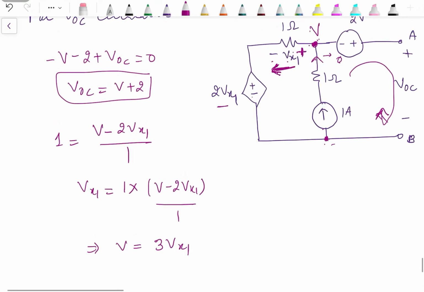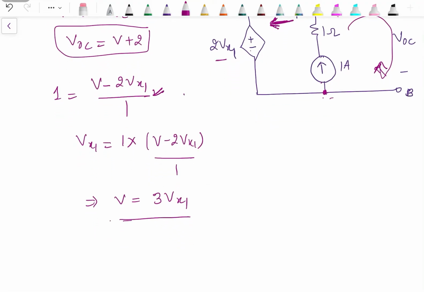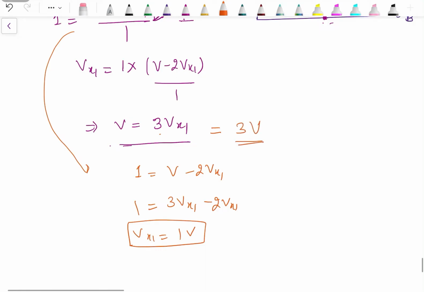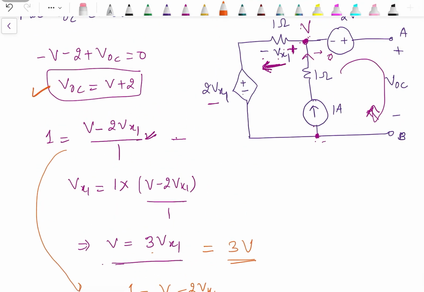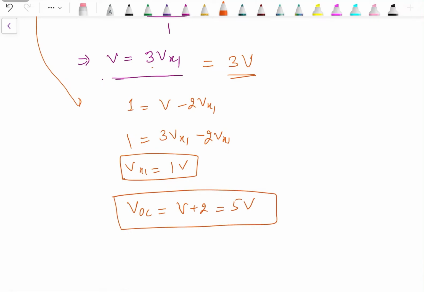Now substituting this value of V in this equation, we will have the value of Vx1. Let's say in this equation, where 1 is equal to V minus 2Vx1, we have calculated that V and Vx1 are related by this relation. So Vx1 is actually 1 volt. So when Vx1 is 1 volt, then V is 3 volts. V is 3, but our question was to find VOC, for which we had already written that VOC is equal to V plus 2. So VOC is equal to V plus 2, equal to 5 volts. The open circuit voltage is 5 volt.